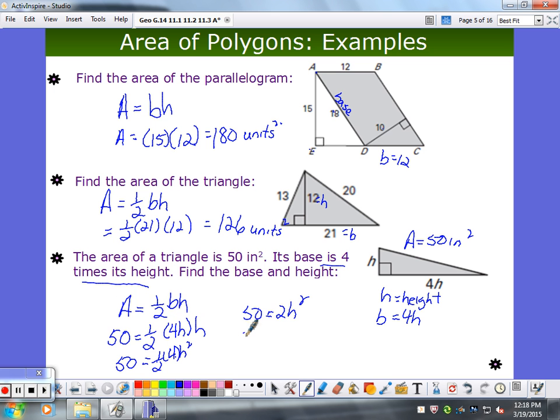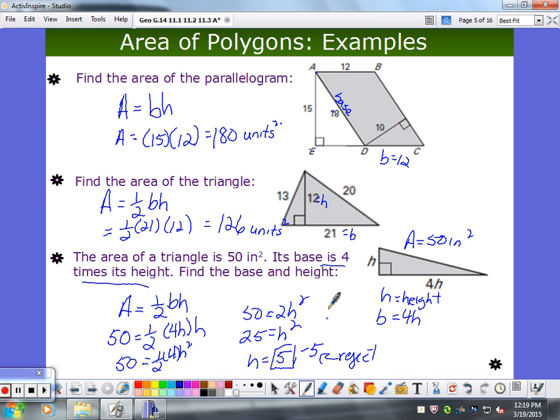So divide by 2. So what's h? h squared is 25, so h is 5, 4. Okay, now you do your analysis. 5, yep, you get plus or minus 5. If I put in -5, I get a negative side length, so I'm going to reject that. But it looks like it's 5.